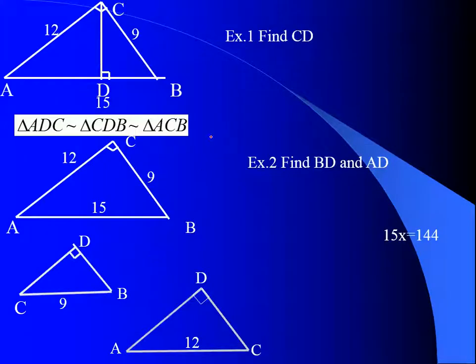Okay, so if the altitude creates similar triangles, then we can set up a proportion matching the corresponding parts. So here we need to find CD.